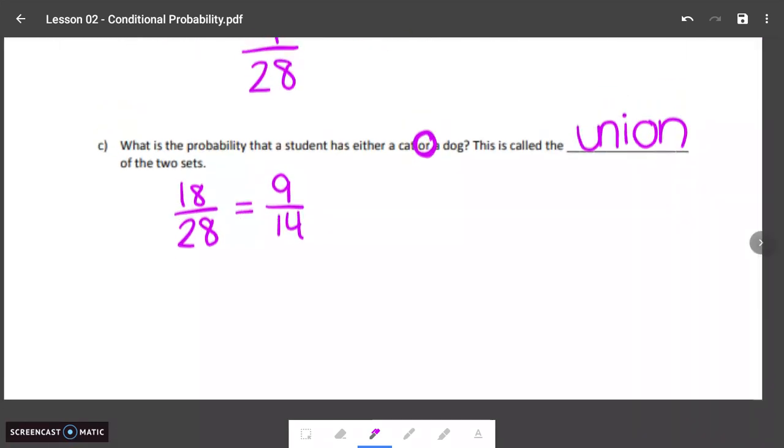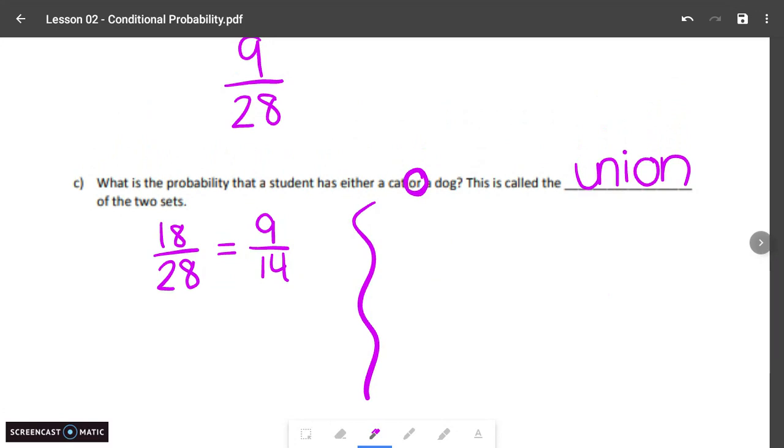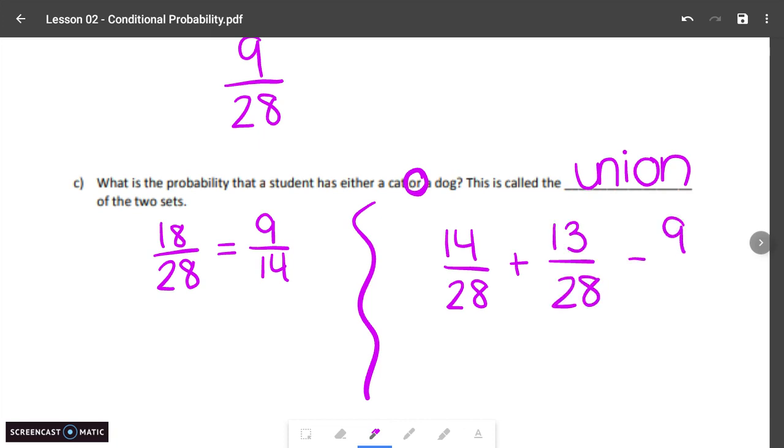Or you could use the rule. You could say the probability of having a cat, 14 over 28, plus having a dog, 13 out of 28, and subtract out the intersection. If you do that, we still end up with 18 over 28, and it would still simplify the same way. But the nice thing about having that Venn diagram is that if you show your Venn diagram, you can use that for full credit.